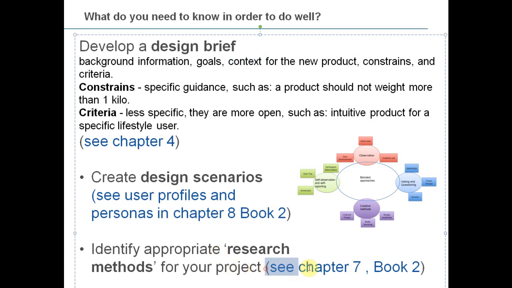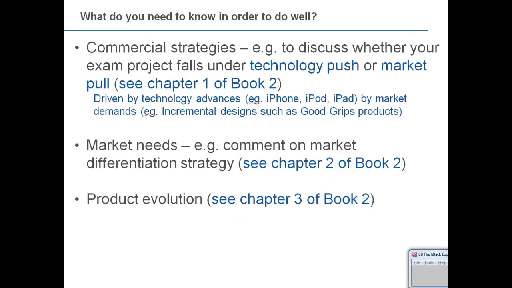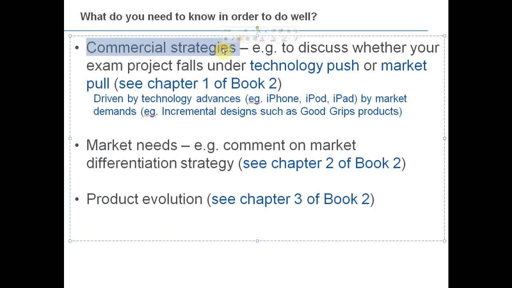Again, you simply learn those research methods, Book 2, Chapter 7. It will be useful to also learn commercial strategies to discuss if the exam project fall under technology push or market pull, for example. These are very easy terms. Just read Chapter 1 of Book 2. Explore also market needs and product evolution.